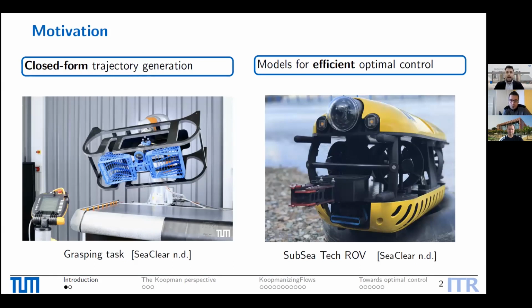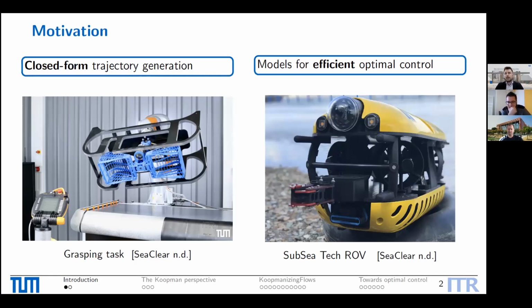On the one hand, we're interested in closed form trajectory generation. This kind of demonstrated trajectory is usually a stable one, which is nice. And we're looking to have a closed form expression for the trajectories, which is not really possible with conventional modeling.